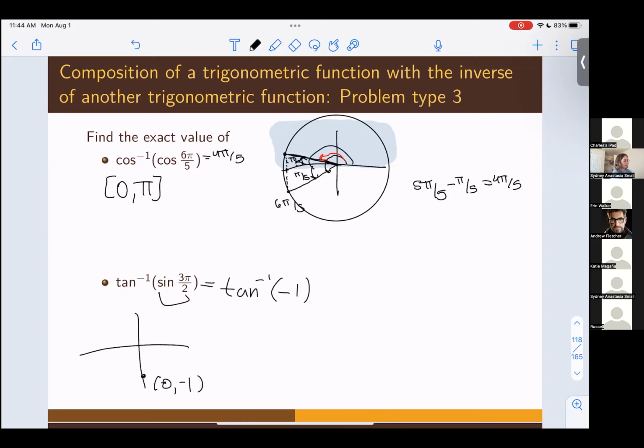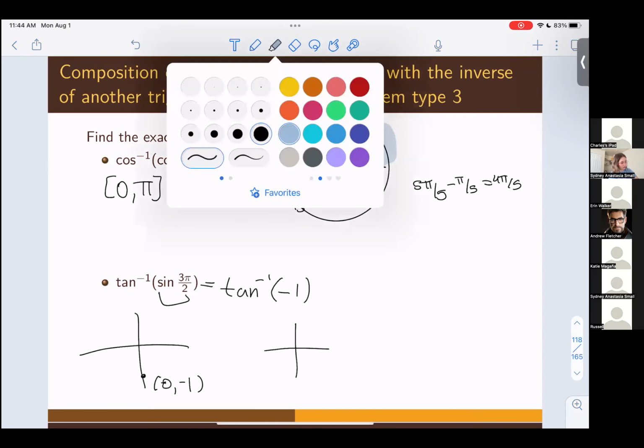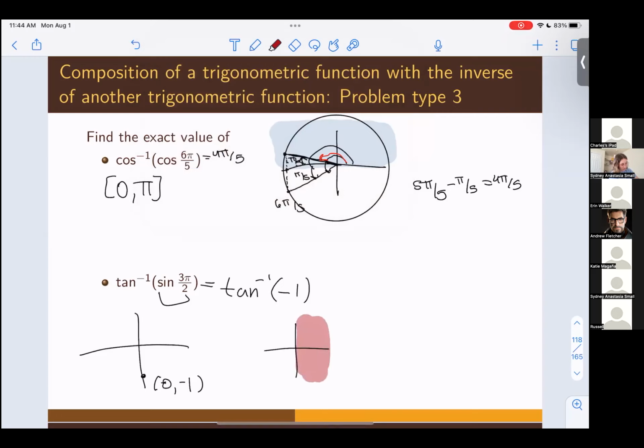So now what do we need to think about? Well, what are the possible output values for the inverse tangent function? It's -pi over 2 to pi over 2. Those are in here. Now I need to think about, okay, what angle in this region, in -pi over 2 to pi over 2, gives us a tangent, i.e. a slope, of -1? Well, that angle's right here at √2 over 2, -√2 over 2. That is the one angle in our restricted domain for tangent that gives us that.